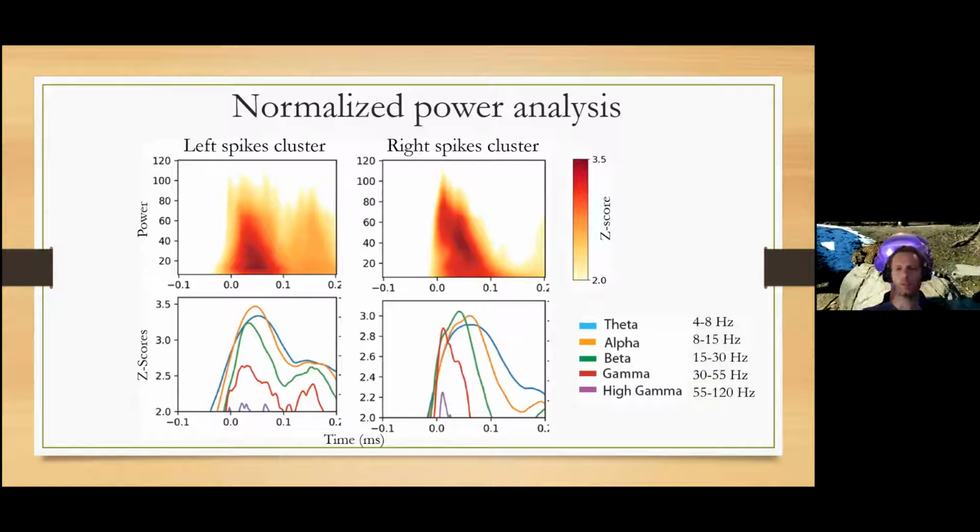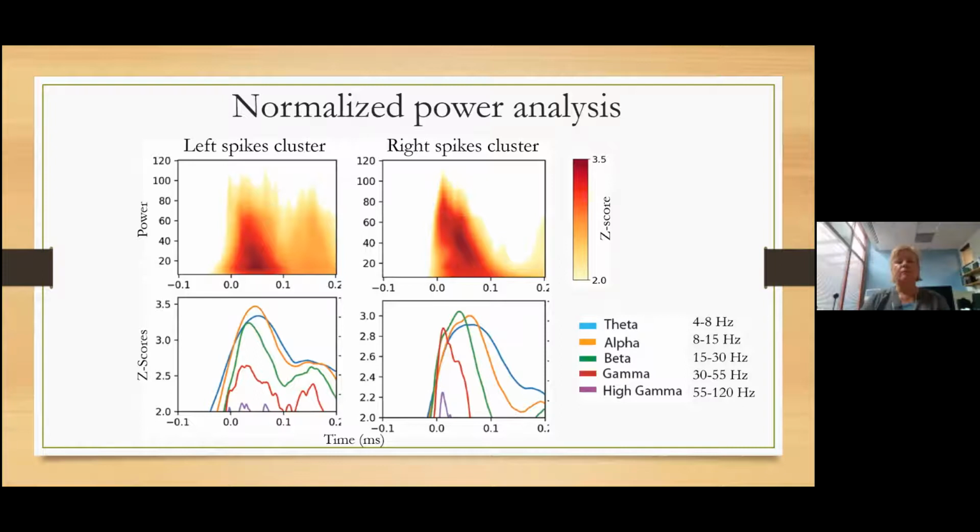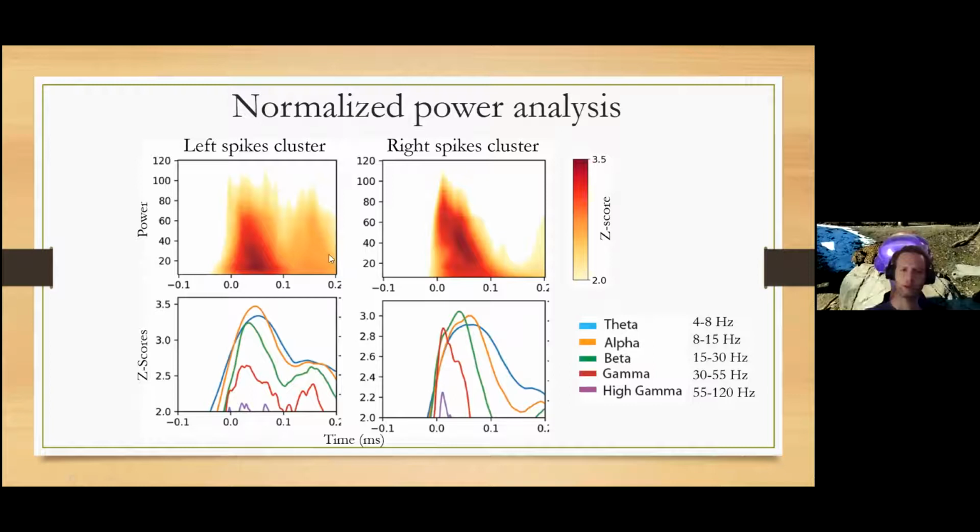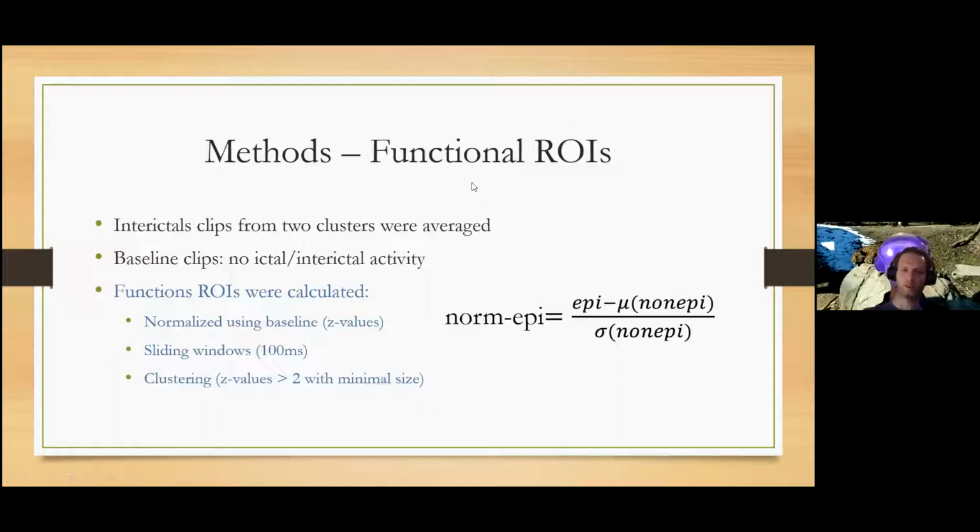So there were a left spike cluster and a right spike cluster. And just for examination, we saw that there was a higher peak in the gamma band in the right spikes. And you can see that there are differences between those two clusters. So to understand the dynamics better, because it's kind of hard to understand the dynamics from this power spectrum, we first wanted to understand the functional ROIs.